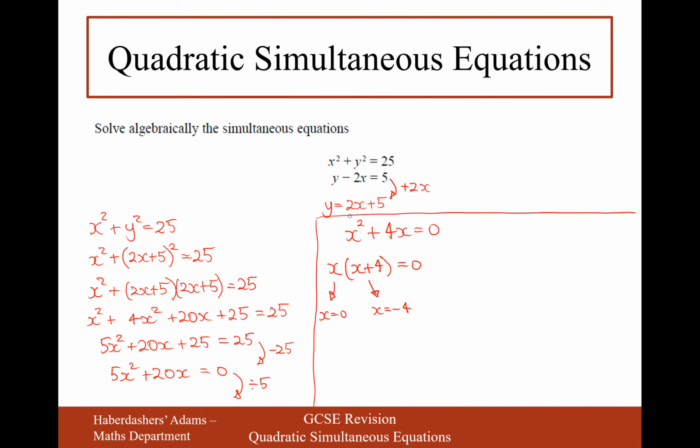So when x is equal to 0, the solution pair for that one will be 2 times 0 is 0, plus 5 is 5. And then when the x solution is minus 4, that will give us minus 8, plus 5, that's minus 3. So these are the two solution pairs then, 0 and 5, and minus 4 and minus 3.